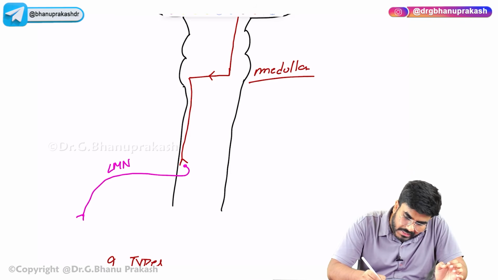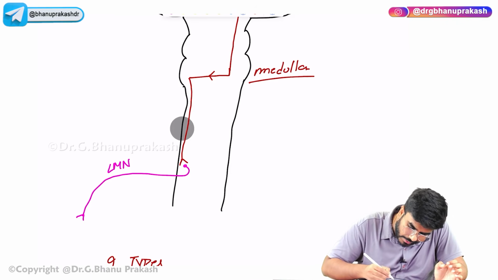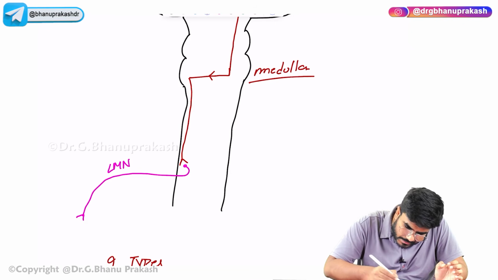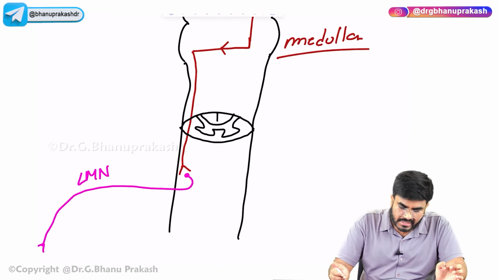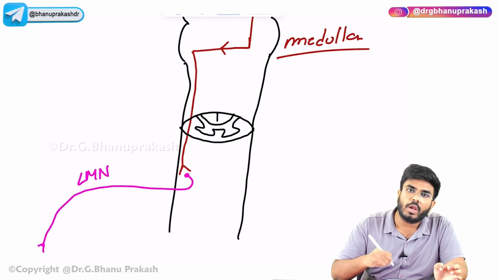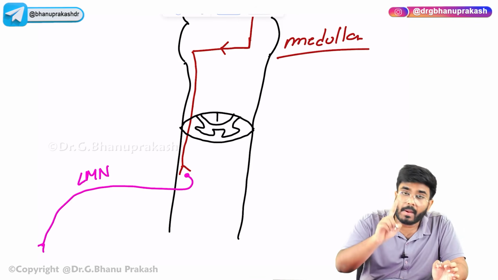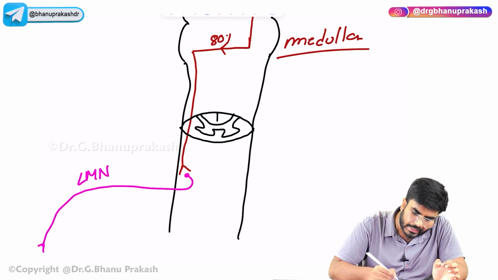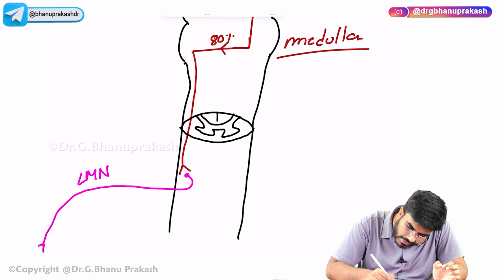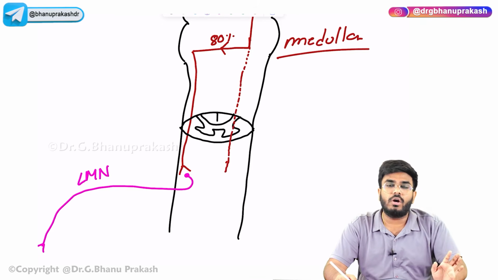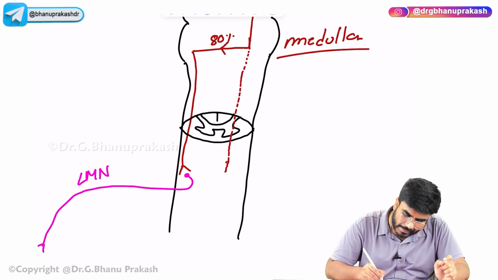For better understanding, let me draw the cross section of the spinal cord here. Now, where is this traveling? It's traveling in the lateral column. This upper motor neuron, this red color neuron, is traveling in the lateral column of the spinal cord. Okay, but 80% of upper motor neurons cross to the opposite side and travel as the lateral corticospinal tract. But 20% of the upper motor neurons do not cross. Where are they traveling? They are traveling in the anterior side of the spinal cord, in the anterior column of the spinal cord.